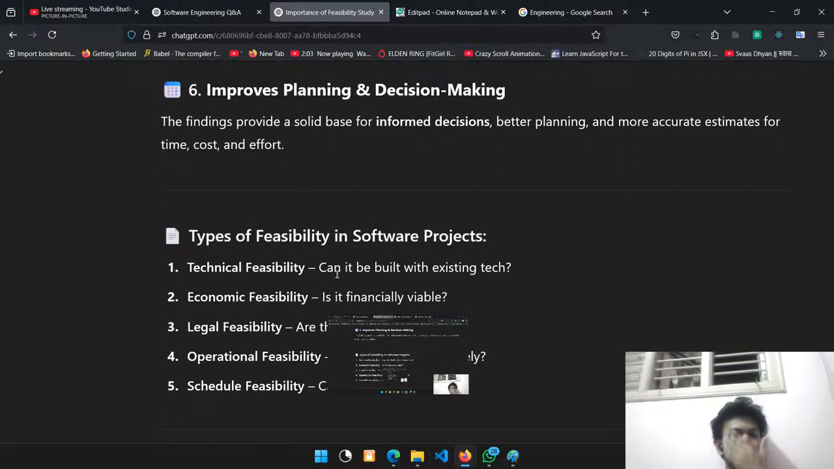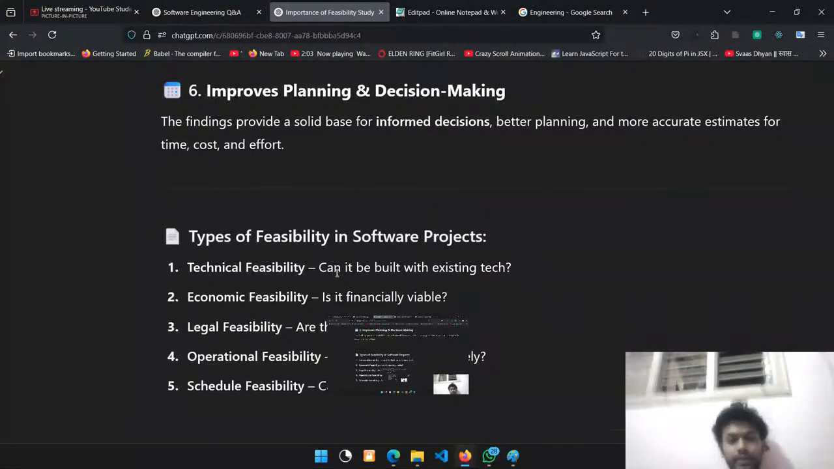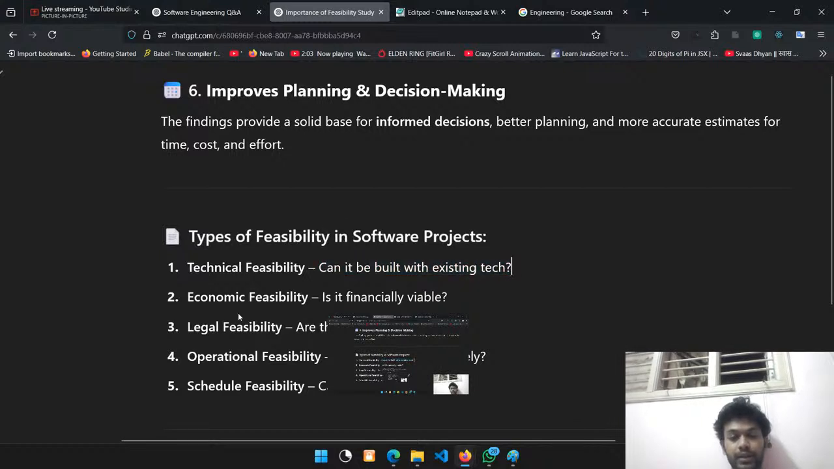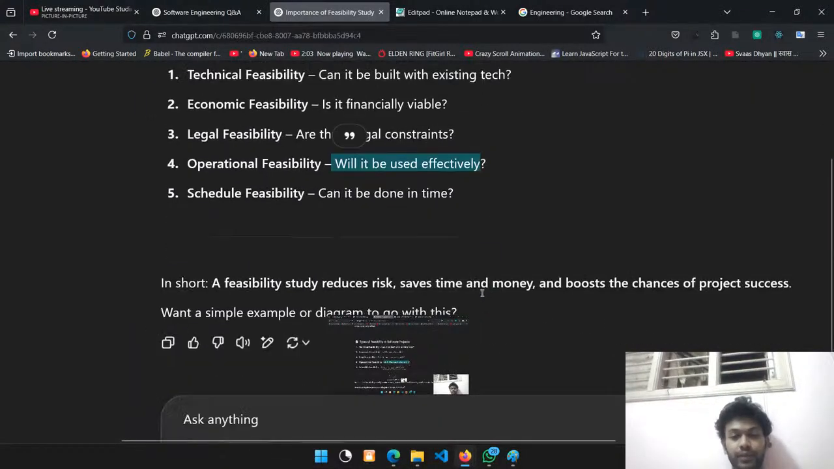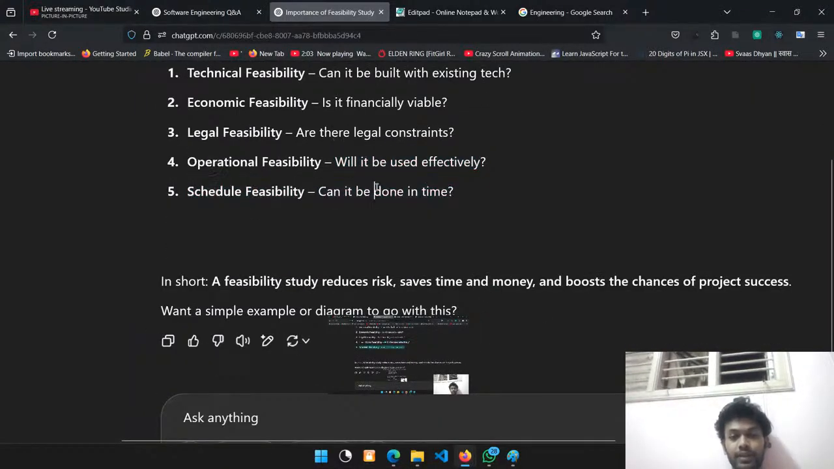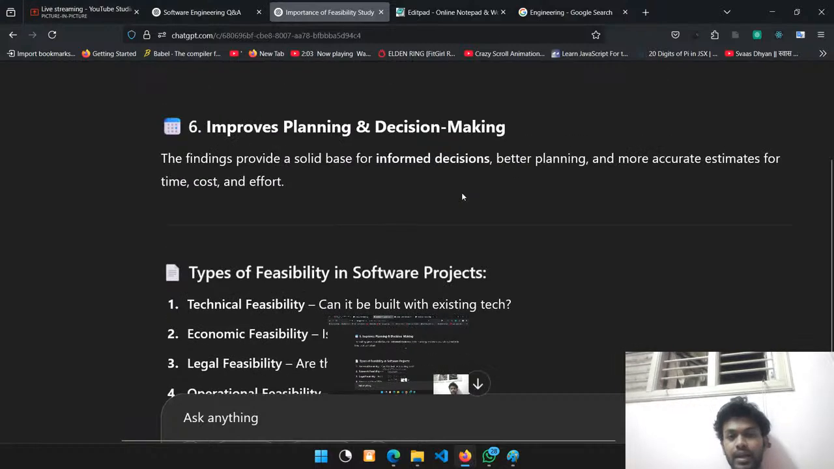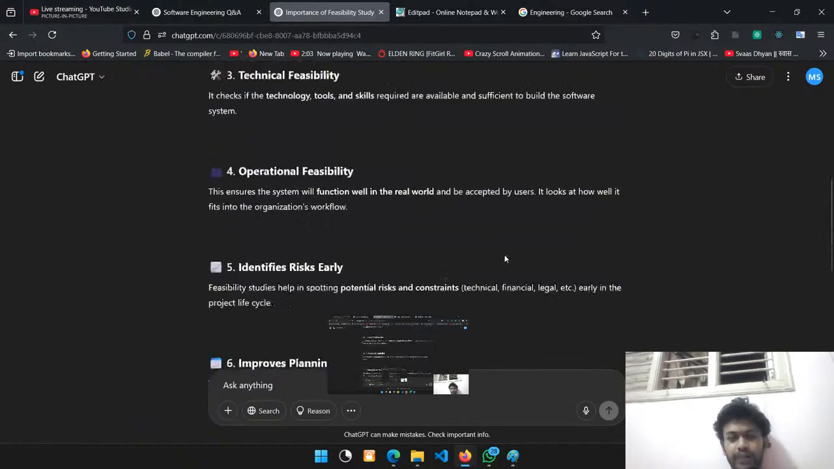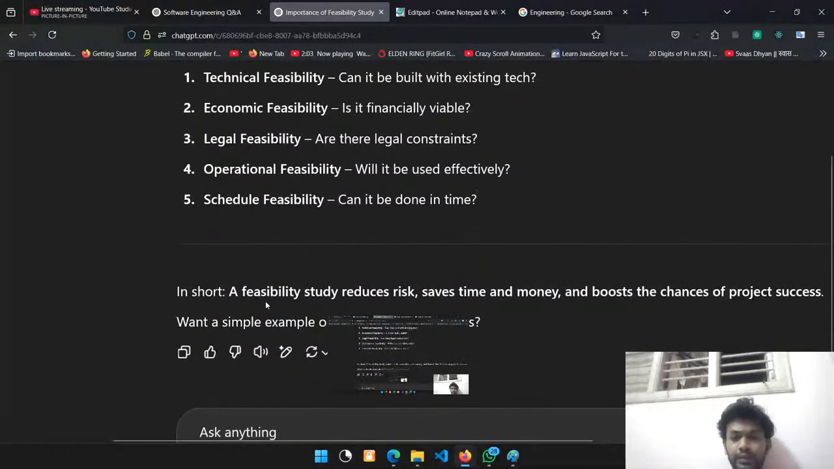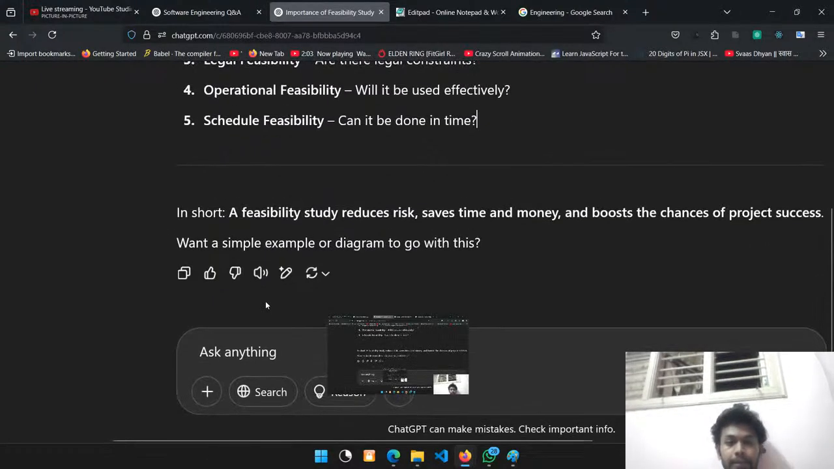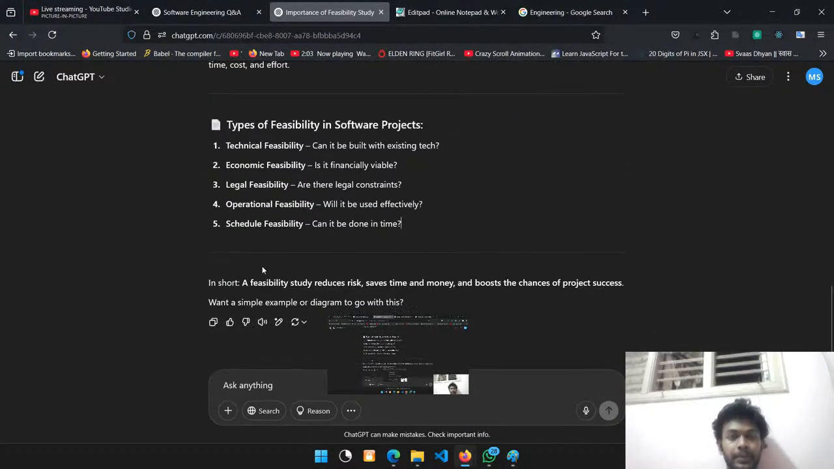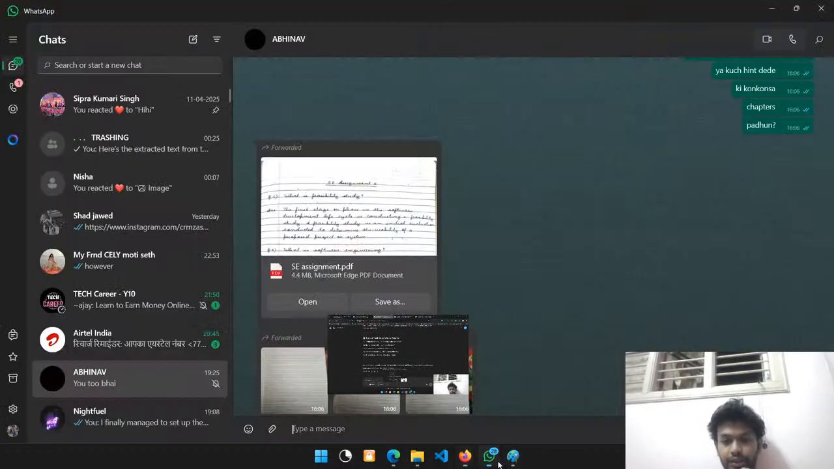Okay. Types of feasibility in software projects. Technical feasibility: can it be built with the tech goals? Economic feasibility: is it financially viable? Legal feasibility: are there legal constraints? Operational feasibility: will it be used effectively? And schedule feasibility: can it be done on time? Okay, so it's like general knowledge only.